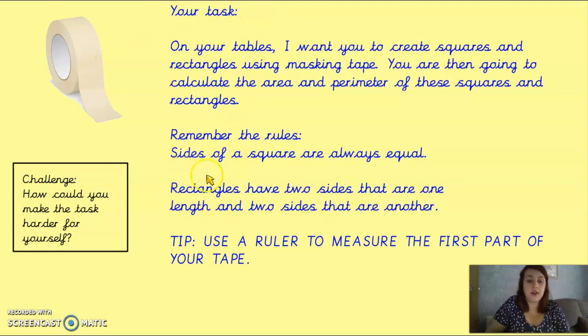remembering also that rectangles have two sides that are the same and two sides that are a different size, and squares are always equal. So make sure you're measuring properly as well, please, and round up, round down, chop pieces off to make sure that they fit.